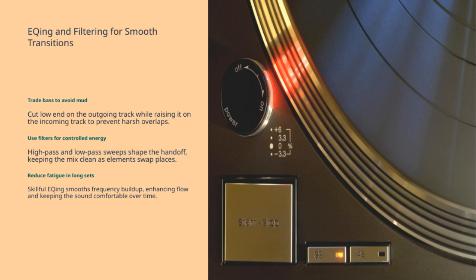Think of filters as your control tools. They help manage the energy in the mix so it doesn't get overwhelming. A key point is to cut the low end on the outgoing track while subtly raising it on the incoming one. This prevents harsh overlaps that can cause muddiness or harshness. It's a delicate balance. Trading bass frequencies between tracks keeps the overall sound clear and punchy. So remember, EQing and filtering are essential techniques for achieving smooth transitions that keep the audience engaged without fatigue.